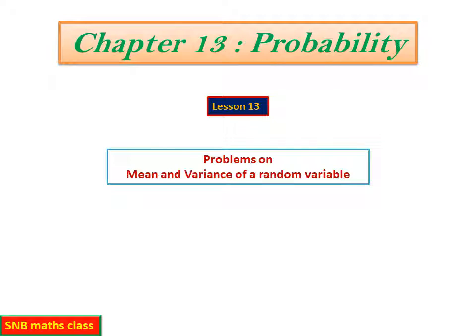In the last lesson, that is lesson 12, we have studied two important concepts, that is mean and variance of a random variable. In this lesson, let us solve the problems of mean and variance of a random variable. First, let us try to recollect the formula.